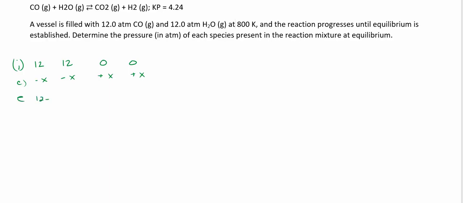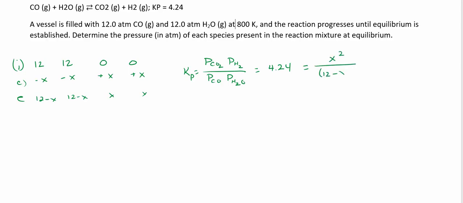And then at equilibrium, we have 12 minus x, 12 minus x, x, and x. So the K expression, or this is a Kp that we're dealing with here, is the pressure of CO2 times the pressure of H2 over the pressure of CO times the pressure of H2O. All of that is going to be equal to 4.24. So I fit in all of this equilibrium stuff that I have. For my products, I have 2 x's, so that's going to be x squared over 12 minus x, and that's going to be squared because 12 minus x times 12 minus x is 12 minus x squared.